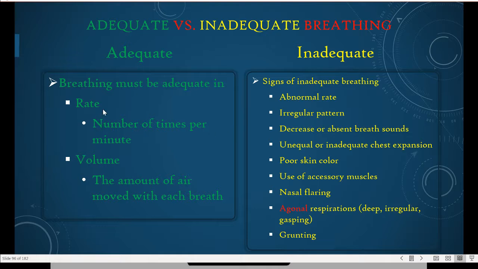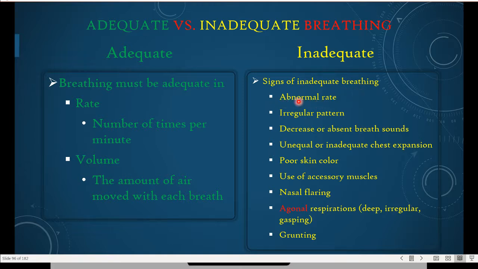Adequate versus inadequate. We're going to talk more about this in chapter 8, but it's important to understand. We look at a couple of different things to determine this. One, the rate, the number of times per minute that a person breathes. And then we look at the volume. The volume is the amount of air that is inhaled with each breath. Together we look at rate and volume. Now I can have a low rate and still have plenty of volume, so we can't take just the rate into consideration. It's the rate plus the volume. I can have a good rate and bad volume and have inadequate breathing.